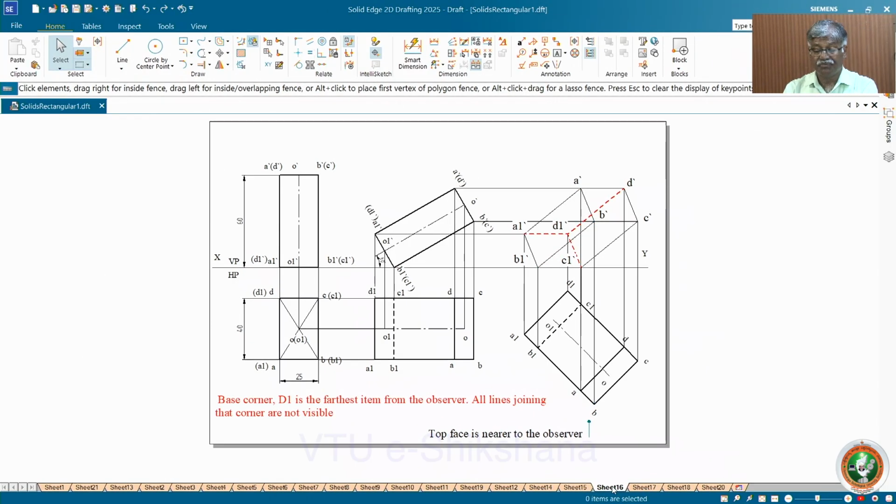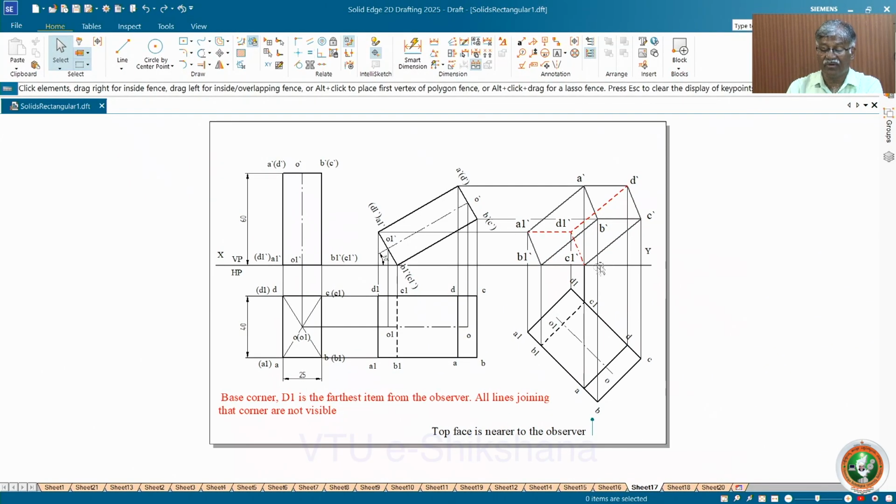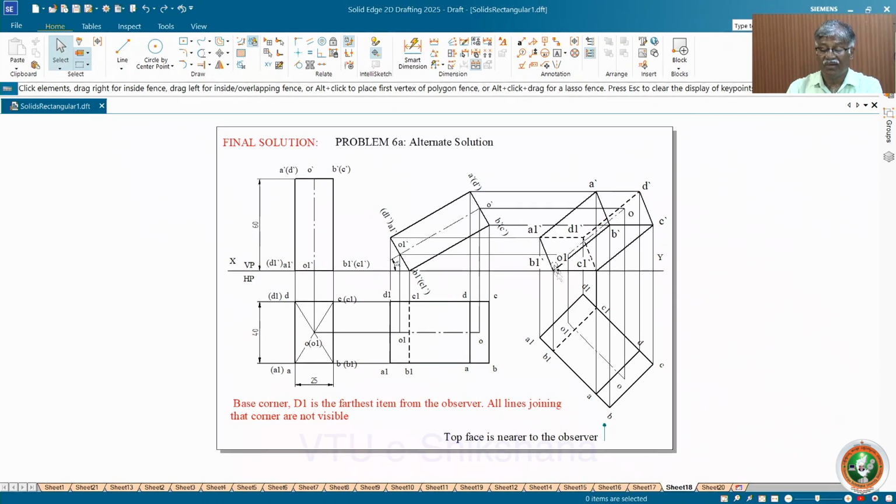See, the farthest item from you is D1, the base corner D1. D1 is not visible, and the lines joining that particular D1 are not visible. The rest of the lines are visible. So I have drawn all the lines. Then you complete the axis. This is how we can work out a problem on a rectangular prism with specific information like the larger rectangular surface inclined at 30 degree to HP or 45 degree, whatever angle is given. I have shown the same thing with shading.